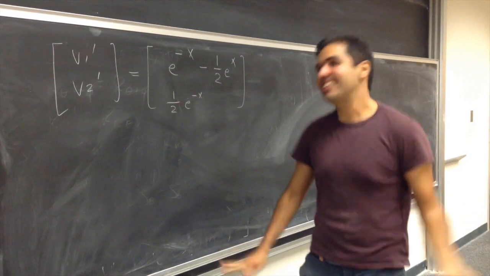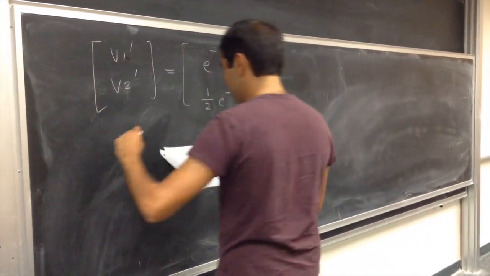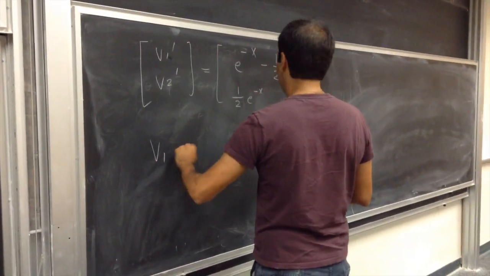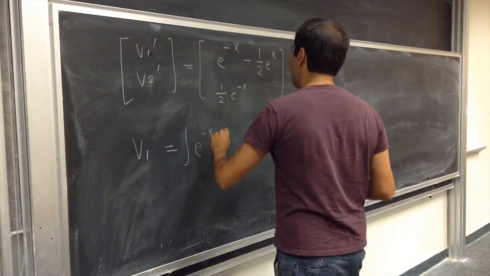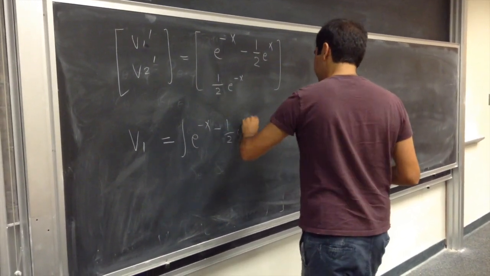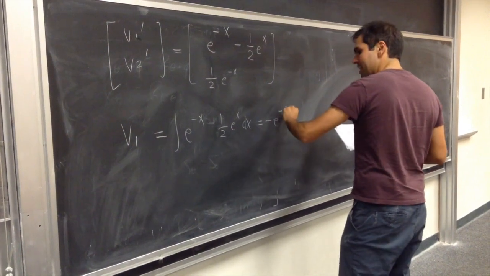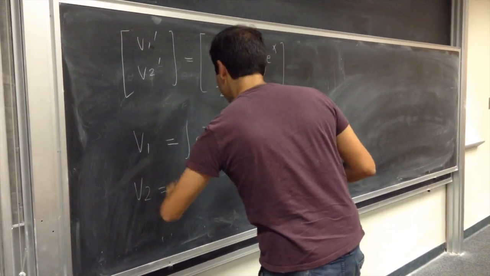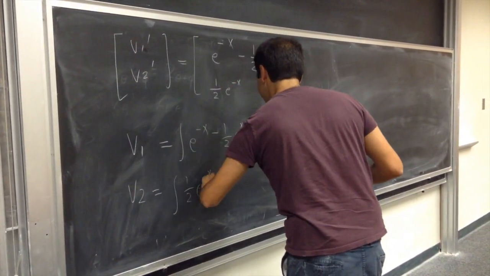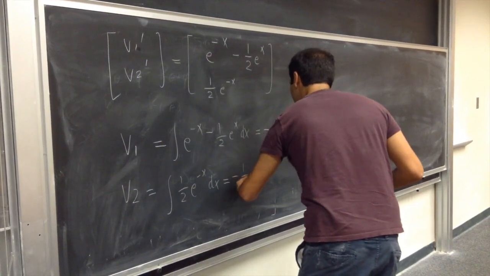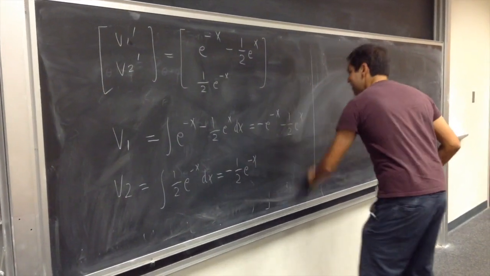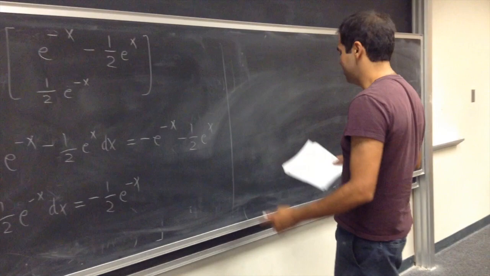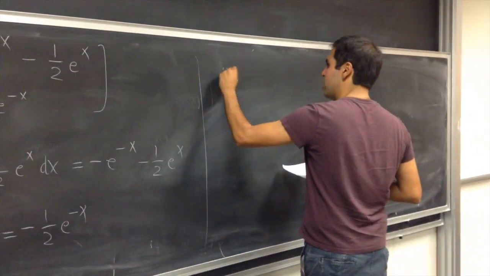And now it's integration time. Woo! So v1 becomes the integral of e to the minus x minus 1/2 e to the x dx, which is minus e to the minus x minus 1/2 e to the x, and v2 is the integral of 1/2 e to the minus x dx, and that's minus 1/2 e to the minus x. And again, we don't need any constants because they'll just get swallowed in the homogeneous solution. So, in the end, what do we have?